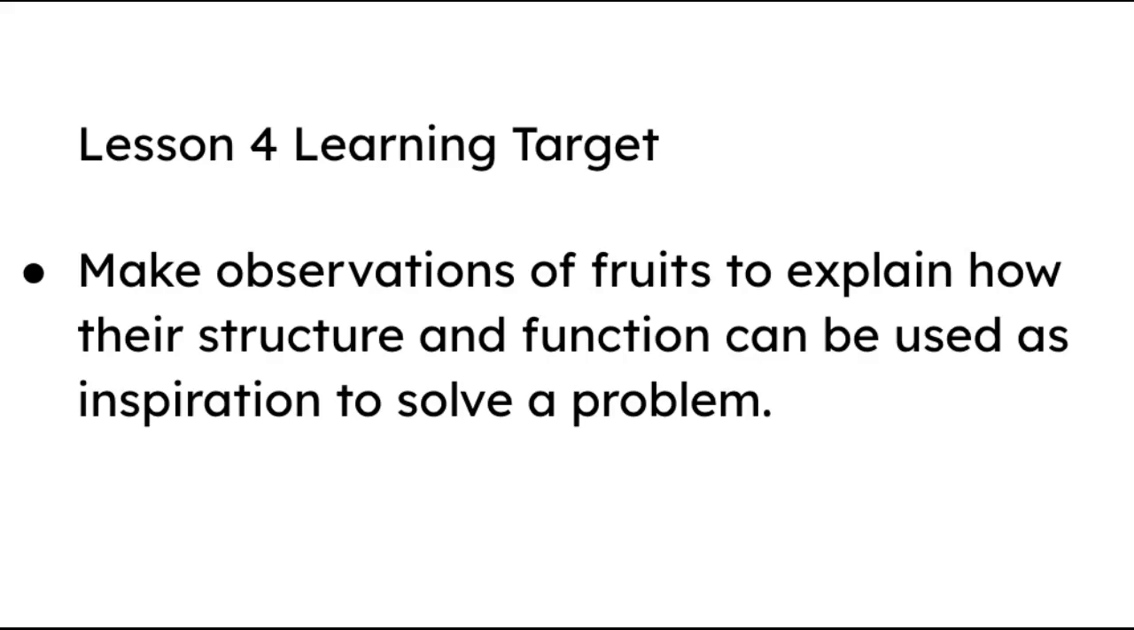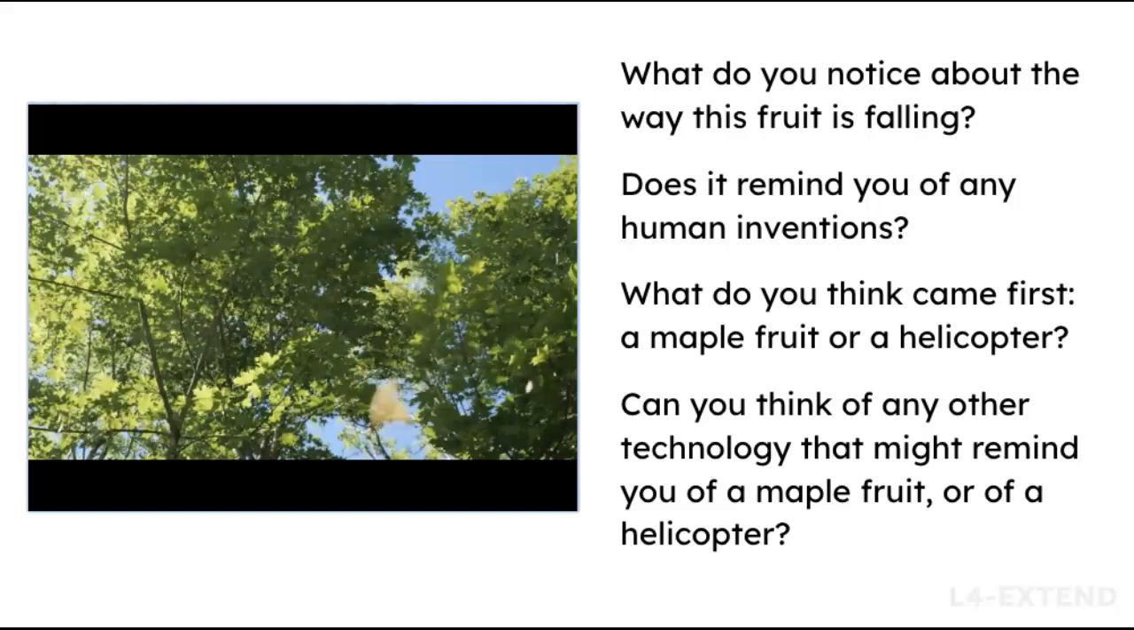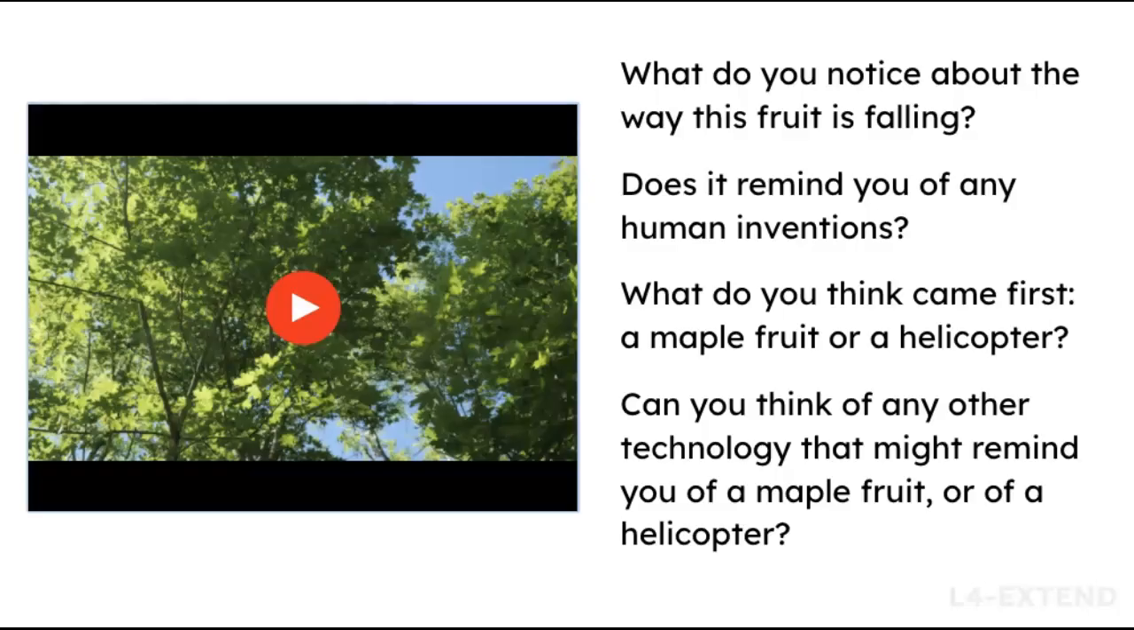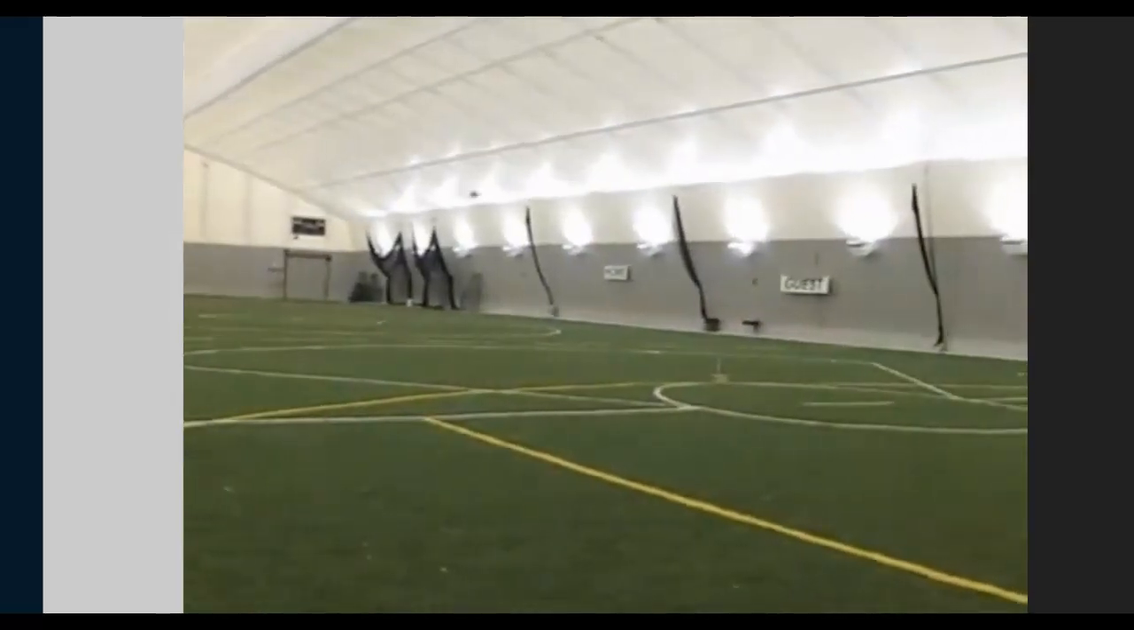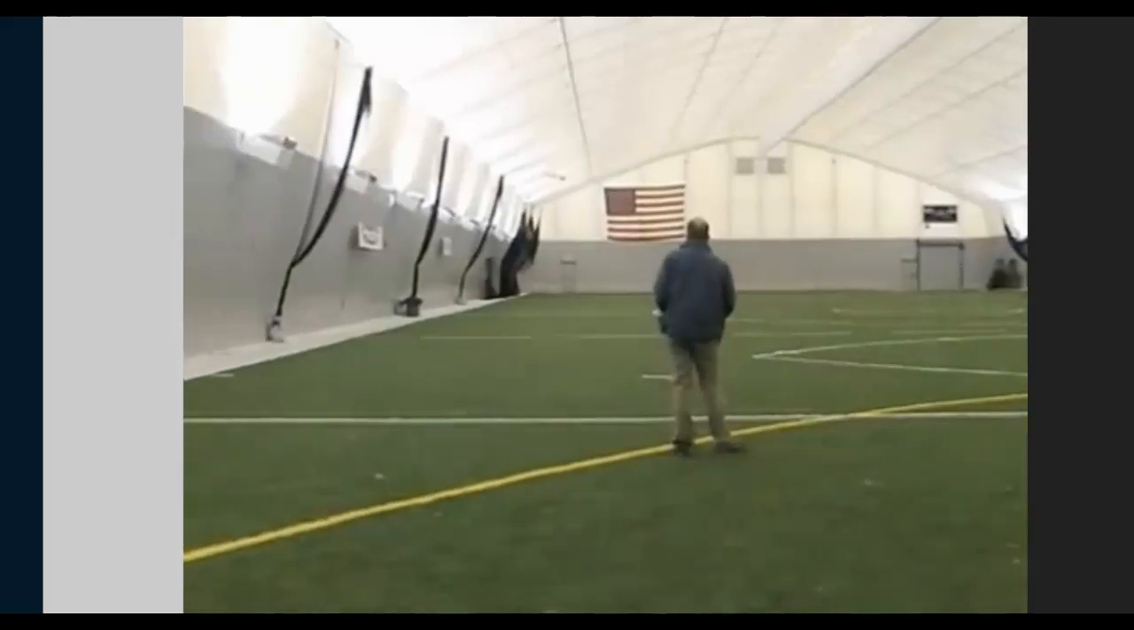In Lesson 5, students will investigate the similarities between adult and baby plants. For the optional Extend, you'll investigate the maple fruit and its inspiration to human invention. You'll play a couple videos for students and have a discussion about the maple fruits compared to a drone.